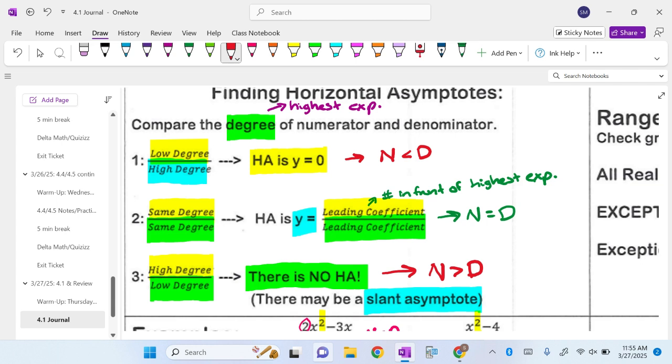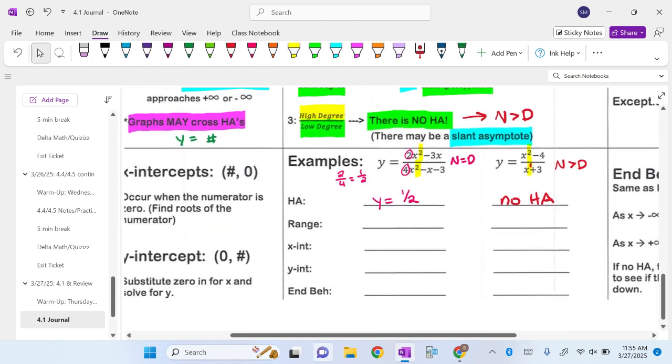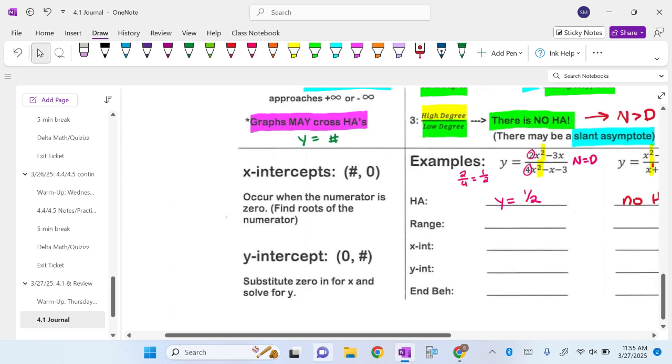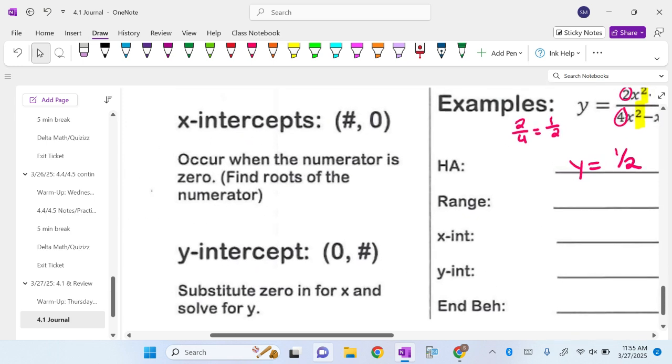All right. Now we're going to look at ones that you already know. So x and y intercepts.